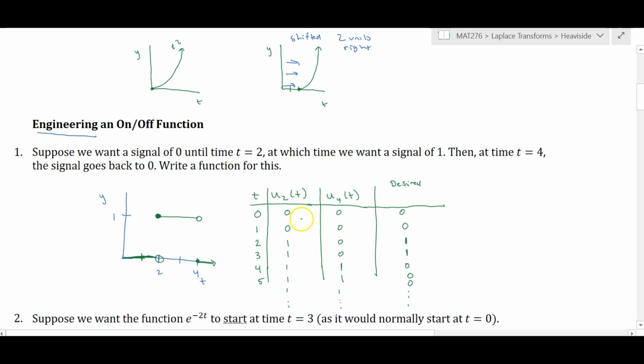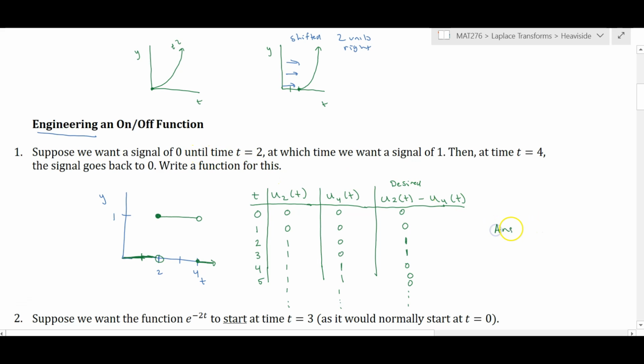Well, what if we took the difference between the values? 0 minus 0 is 0. 0 minus 0 is 0. 1 minus 0 is 1. 1 minus 0 is 1. And then look, for u sub 4, if we still do that same pattern, 1 minus 1 is 0. 1 minus 1 is 0. So if we take the output of u sub 2 and we subtract away the output of u sub 4, then we'll get precisely the output values that we want.